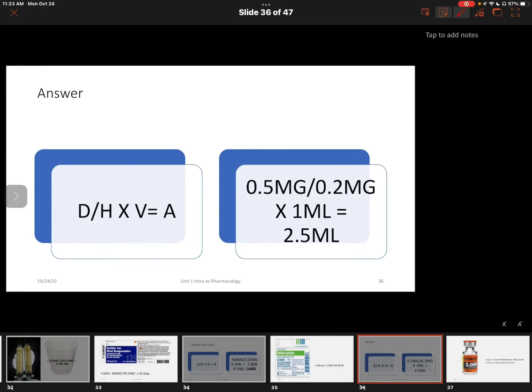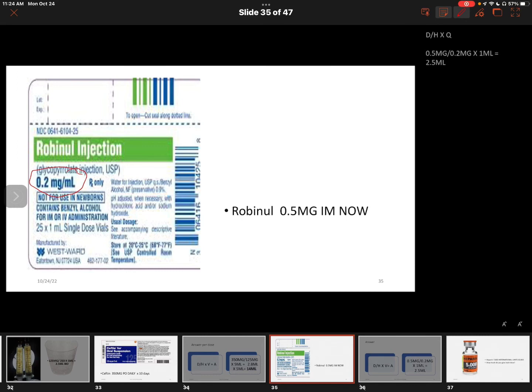You should have said D over H times V equals A. So 0.5 milligrams is what's ordered. What we have on hand is 0.2 milligrams. We're dividing the 0.5 by 0.2, and then we're multiplying by 1 milliliter, and our answer is 2.5 milliliters. So the patient will receive 2.5 milliliters of this medication in order to give the 0.5 milligrams.